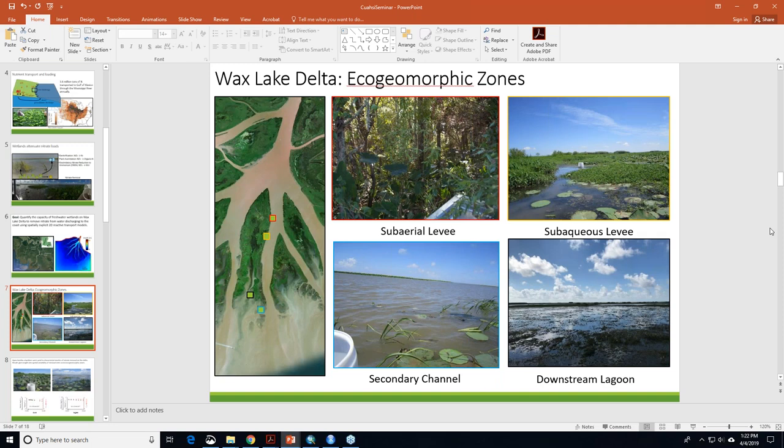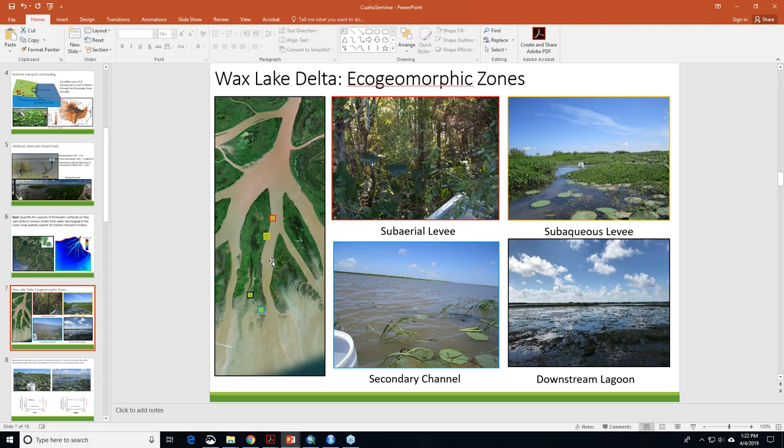So this brings me to ecogeomorphic zones. What we're looking at here is an aerial image of Waxlick Delta. I'm zoomed in on Mike Island. And we can see that Mike Island in particular and Waxlick Delta in general is made up of several different ecogeomorphic zones.